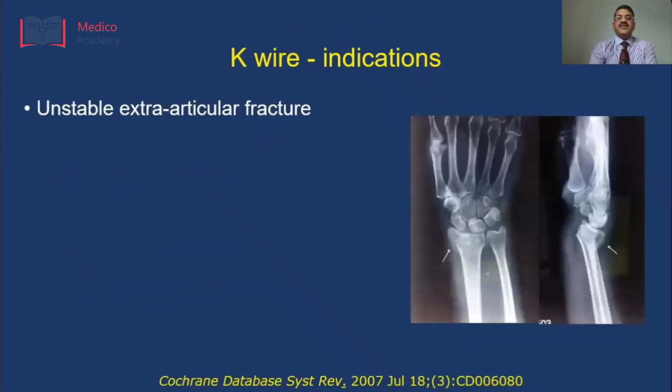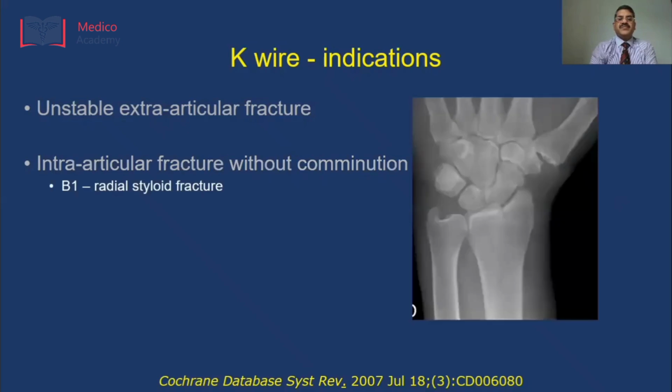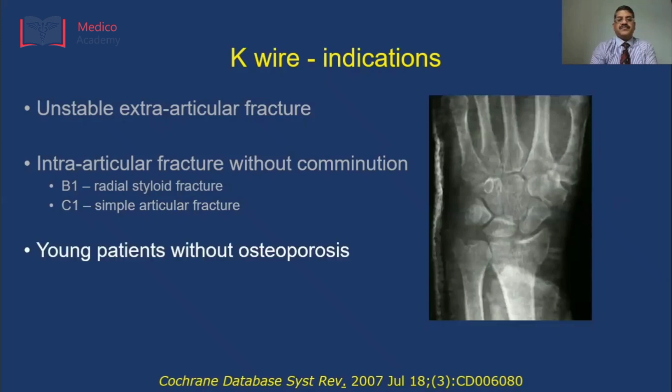K-wires are usually indicated in unstable extra-articular fractures and in certain intra-articular fractures where there is no significant comminution, for example, a radial styloid fracture or a simple intra-articular fracture. They can be used in young patients where there is no osteoporosis, so the chances of collapse are lesser. But they are contraindicated in the following scenarios.